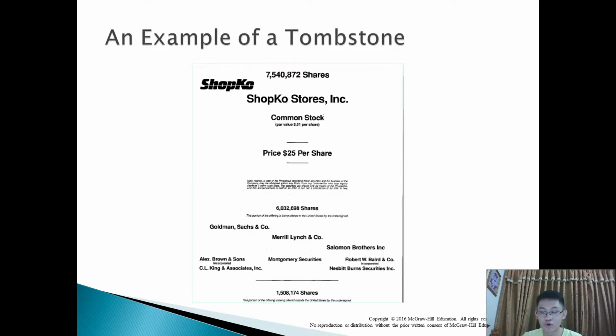This is an example of a Shopko Stores printed tombstone. In recent years, the use of printed tombstones has declined as part of a cost-saving measure for firms.